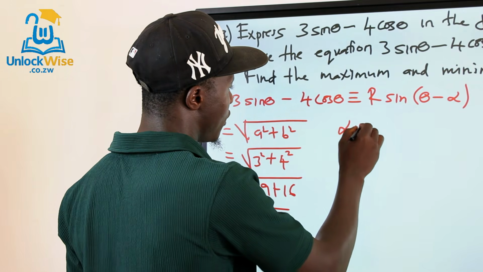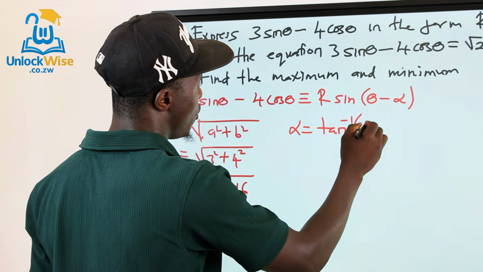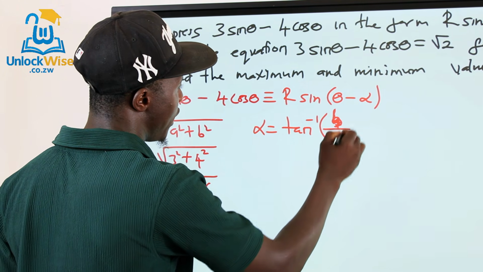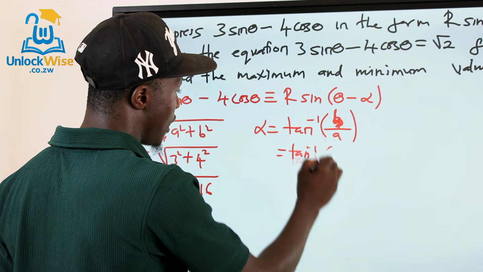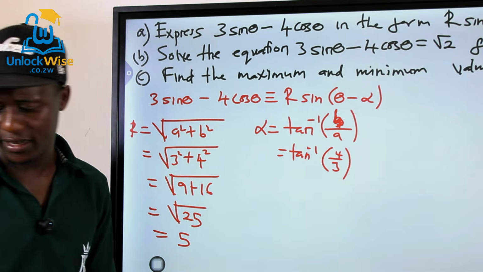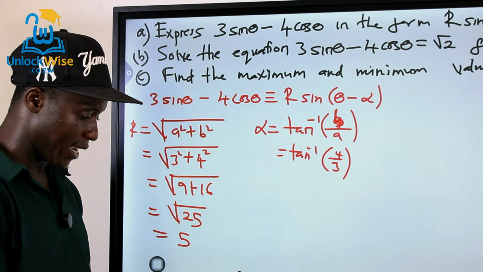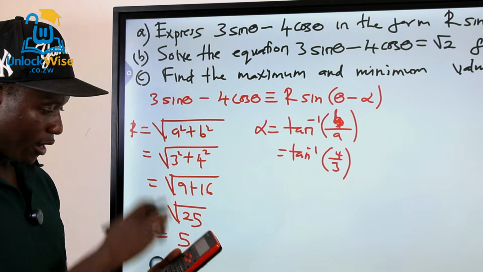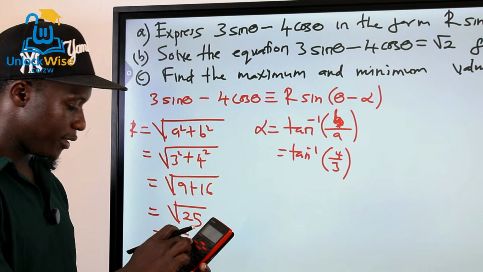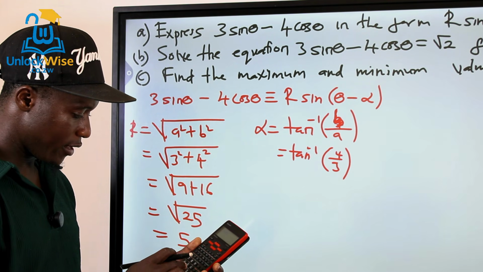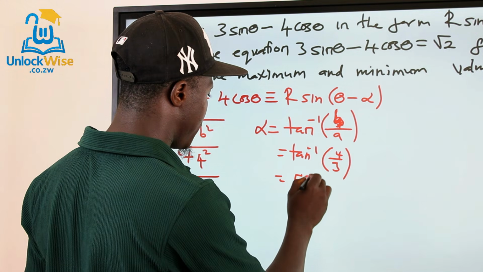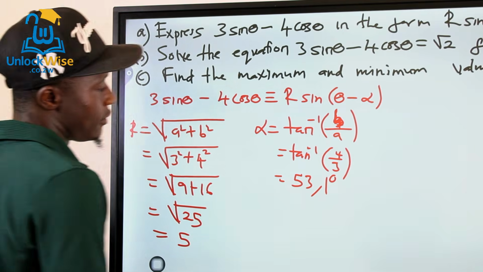Now what is alpha? Alpha is equal to arctan of b over a, which is equal to arctan of 4 over 3. By calculating the arctan of 4 over 3, that is equal to 53.1, if not mistaken. Now we are dealing with degrees, so make sure that your calculator is in degree mode. Second function, arctan of 4 over 3, then we get 53.1 degrees.